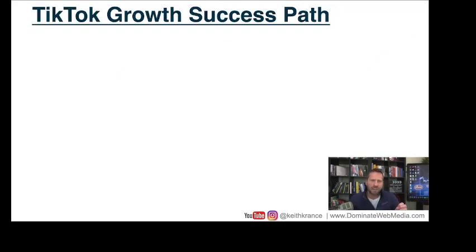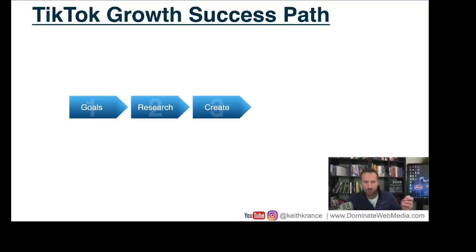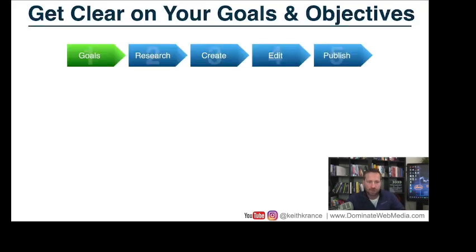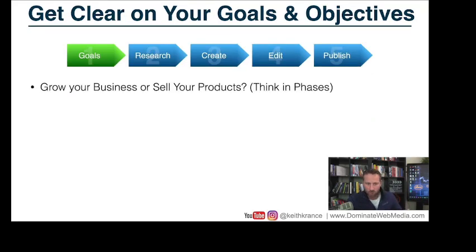Now let's talk about the 5-phase success path. In order to really have success short-term and long-term, I've got a 5-step kind of process. Phase 1 is goals. 2 is research. 3 is create. 4 is edit. 5 is publish.